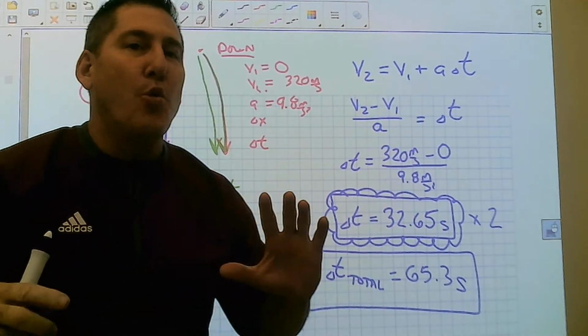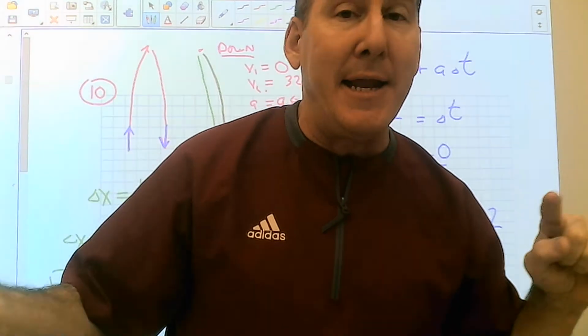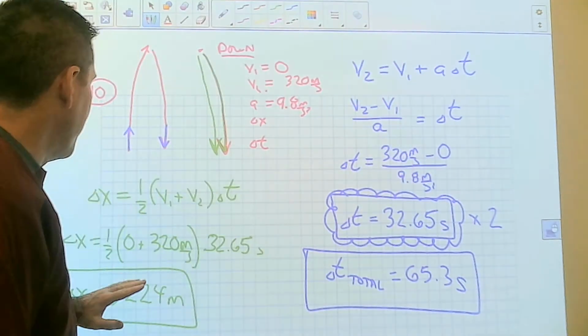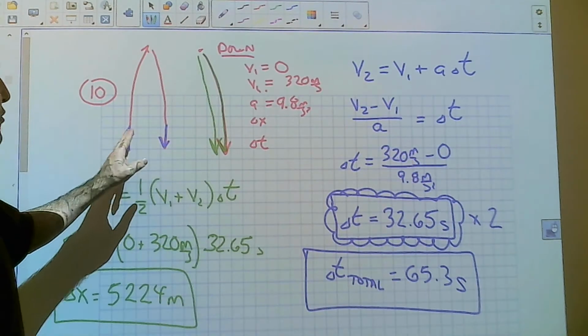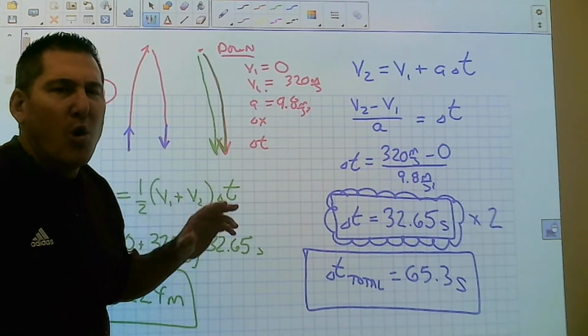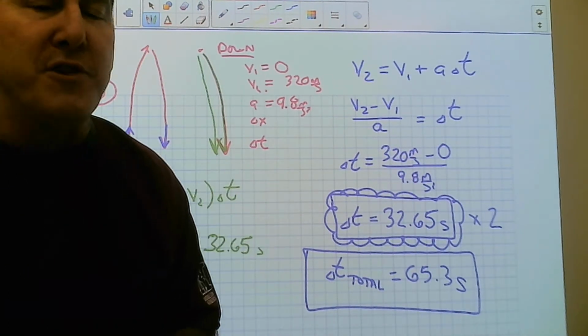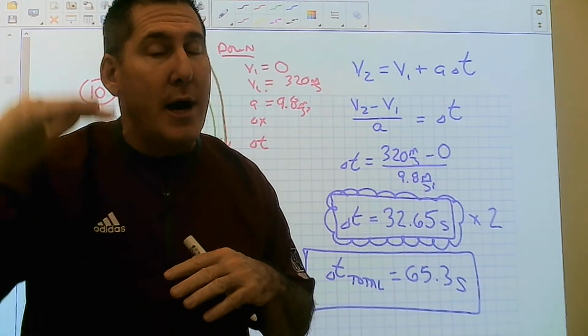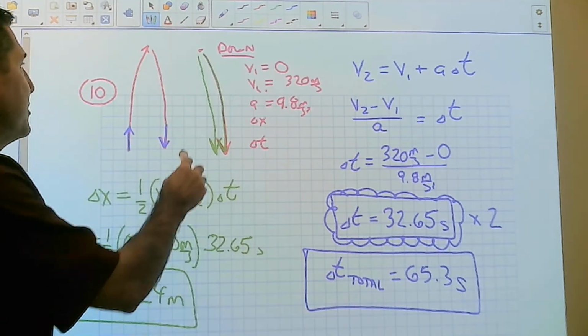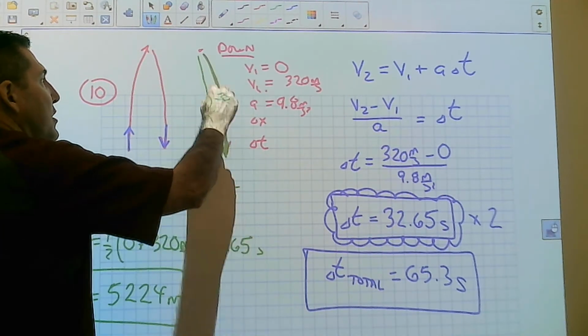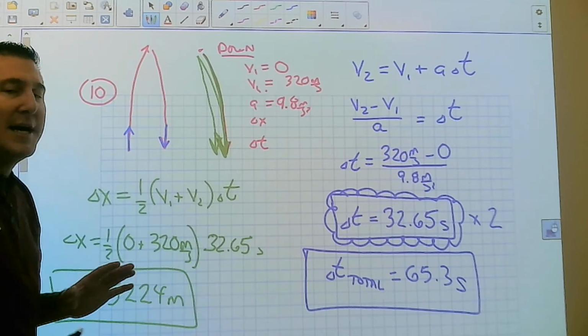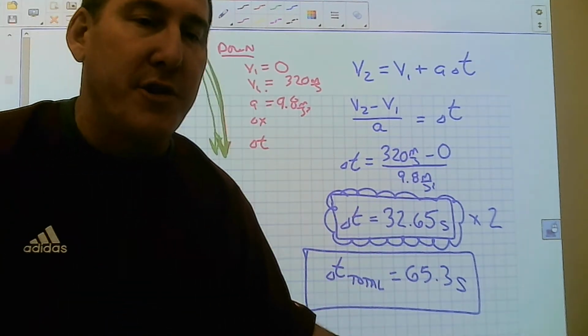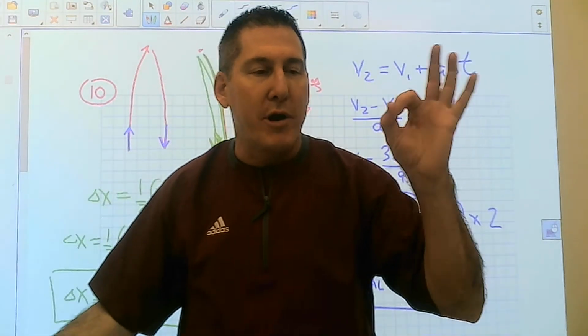If I asked what's the total distance up and down, then I would either multiply that by 2 or use the full time up and down. We really never do that. We often just ask for how high did it go or how much distance did it fall. So just the down time will give me just the down distance, not the total distance it covered in the air. Great question, Madison.